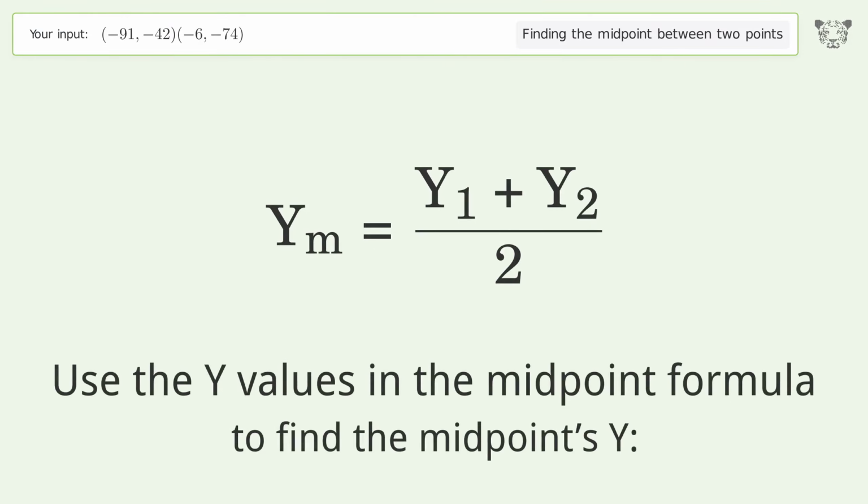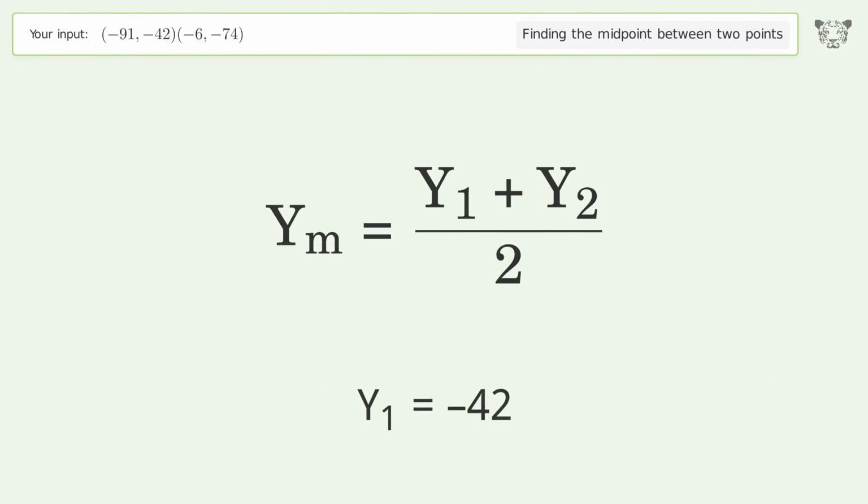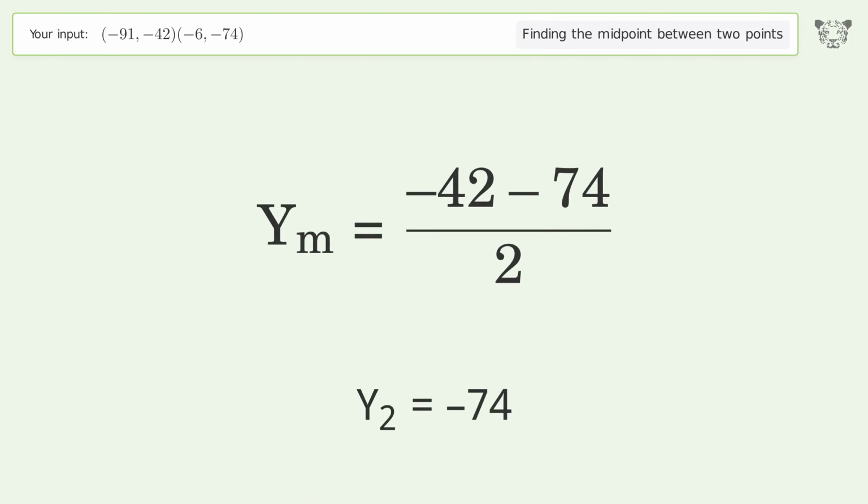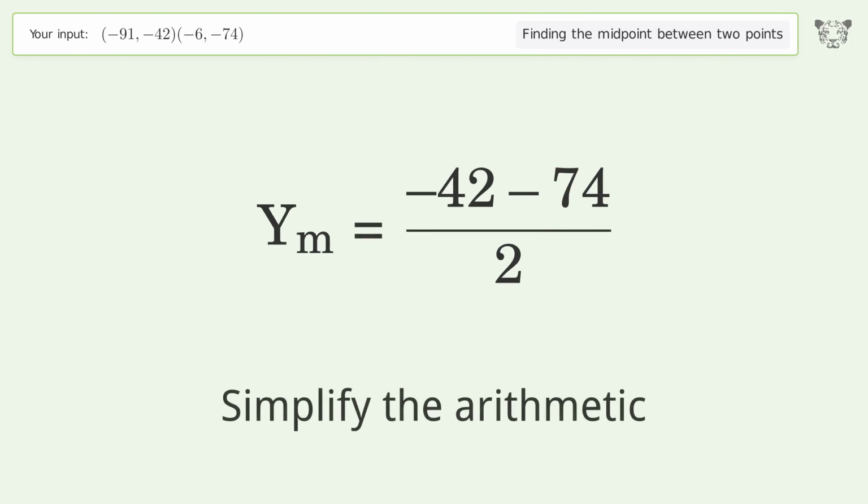Use the y values in the midpoint formula to find the midpoint's y. y1 equals -42. y2 equals -74. Simplify the arithmetic.